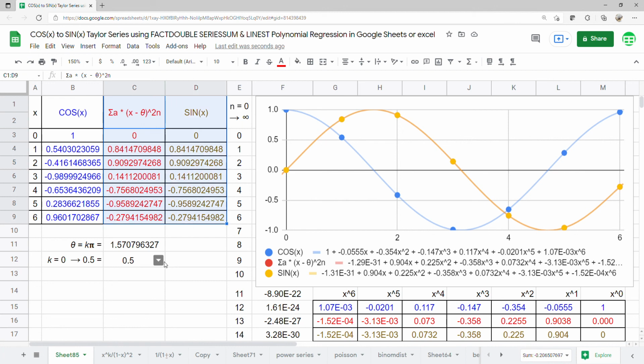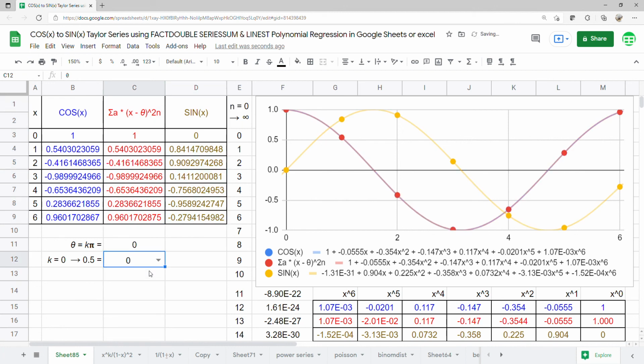If we set it back to 0, these values are the same. Likewise, the data sets are approximately the same. This completes the use of Taylor-Maclaurin series sum, Linest polynomial regression, and double factorial, to move the Taylor series expansion from cosine to sine.